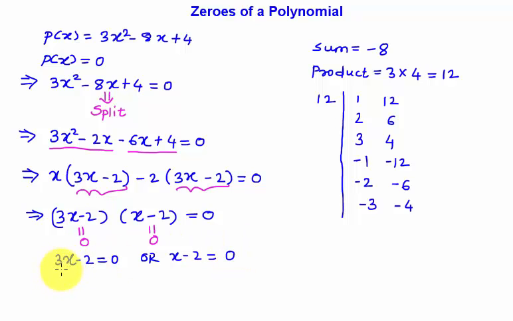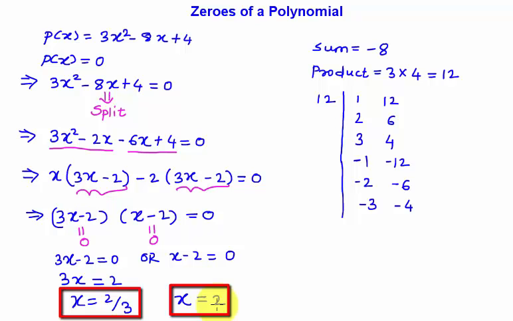Now let's solve these two equations. So adding 2 to both sides we get 3x is equal to 2, and dividing by 3 we get x is equal to 2 by 3. Now from the second term, if we add 2 to both sides, we get x is equal to 2. At the value of x is equal to 2 by 3 or 2, the polynomial becomes 0. Hence, these two values are called zeros of a polynomial. So let's verify this result by putting these values.